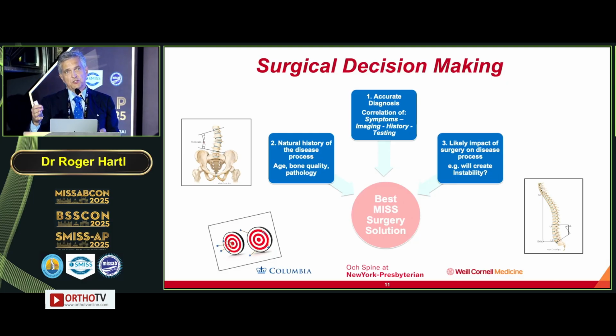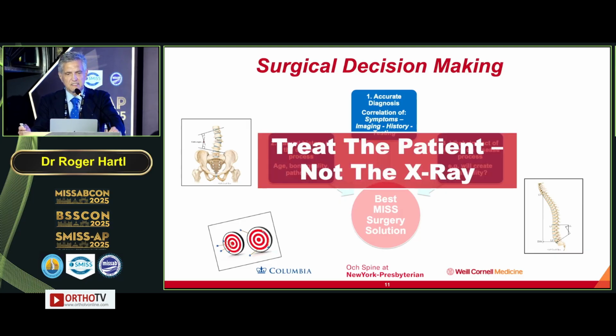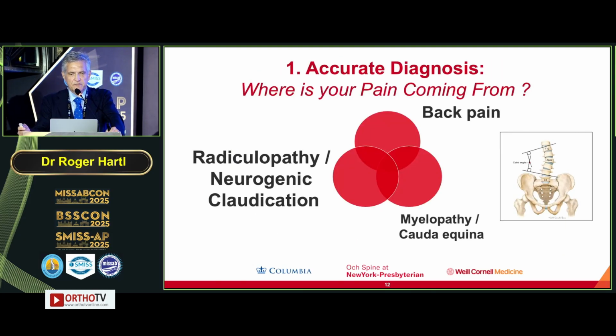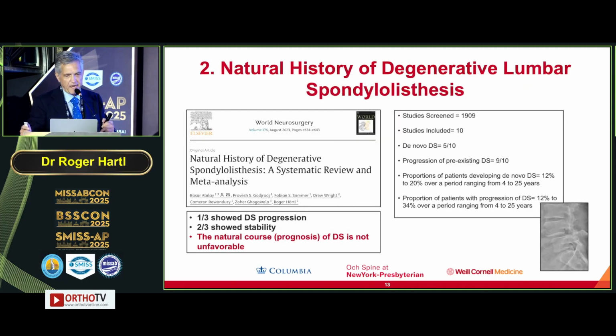In the case that I showed, the diagnosis was really the L4 radiculopathy. It was not necessarily the degenerative scoliosis that was the problem. And then understand what's the natural history of the disease, and then what's the impact of your operation. If you look at those three things and put it all together, then that hopefully leads you to the right surgical decision. So, treating the patient, not necessarily the X-ray. In terms of the diagnosis, in the case that I showed, that patient had the L4 radiculopathy, so it was really the radiculopathy that was the problem, no mechanical back pain.